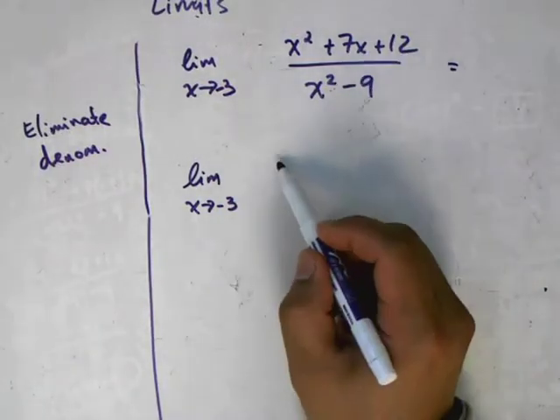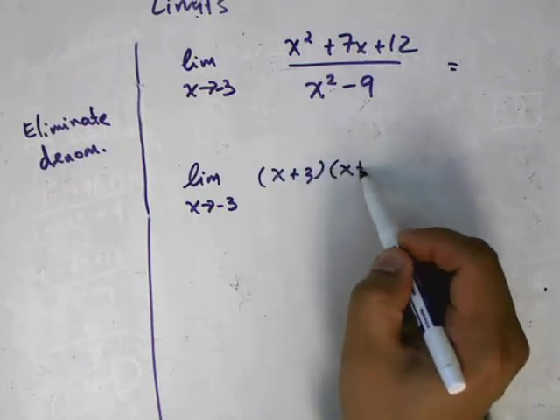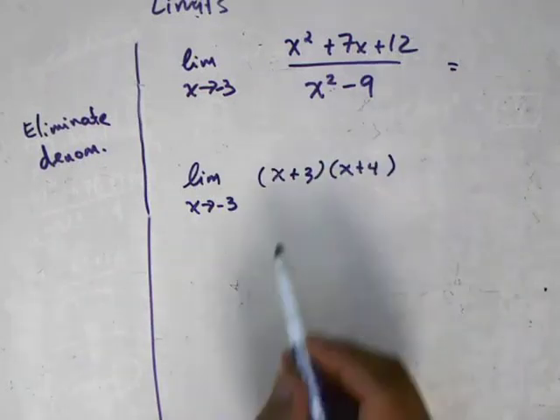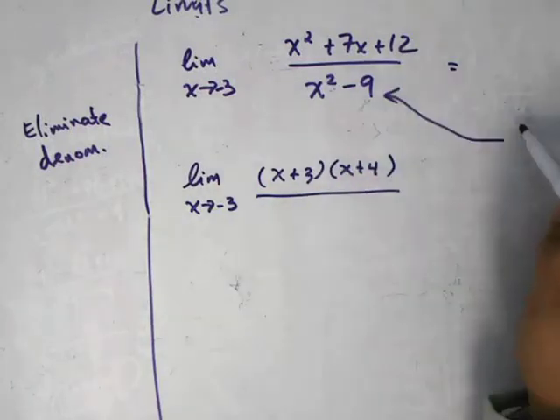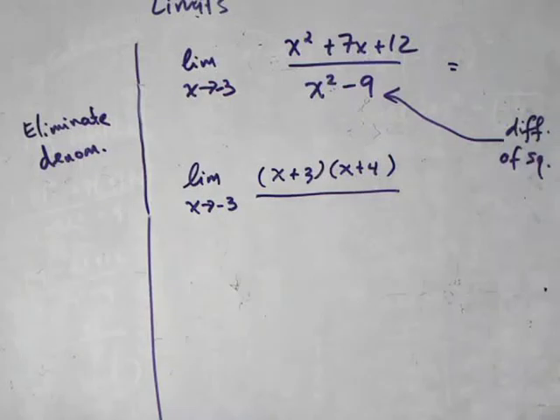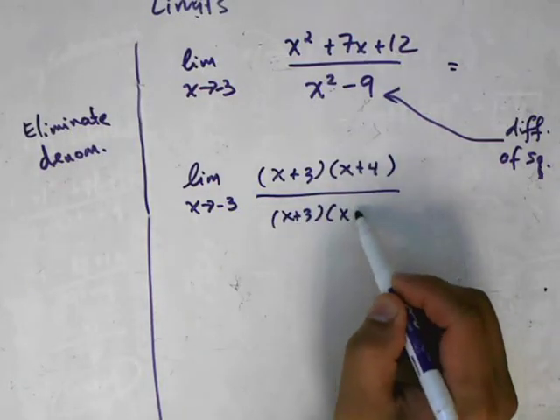And I'm going to factor the top. So this is x plus 3 times x plus 4, divided by, and this is a difference of squares here. So if you don't remember how to do this, look back in some of your work for Algebra 2, or ask a friend or a teacher for help. But this is x plus 3 times x minus 3.